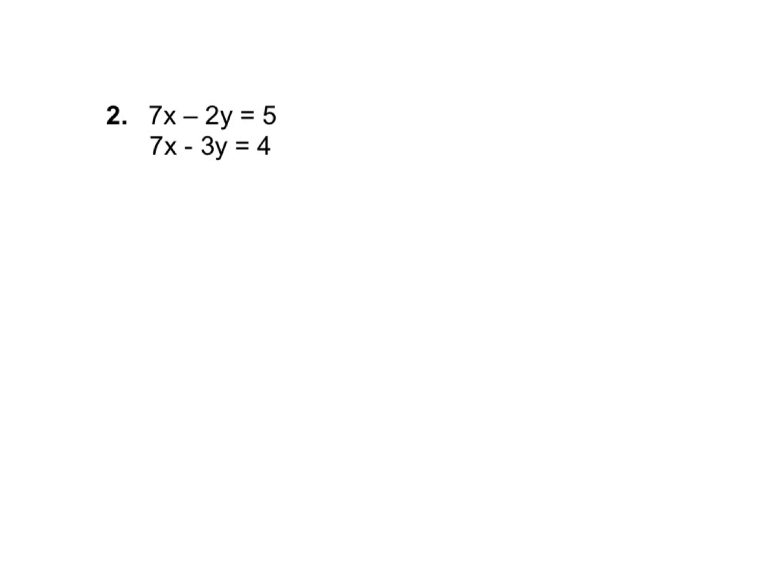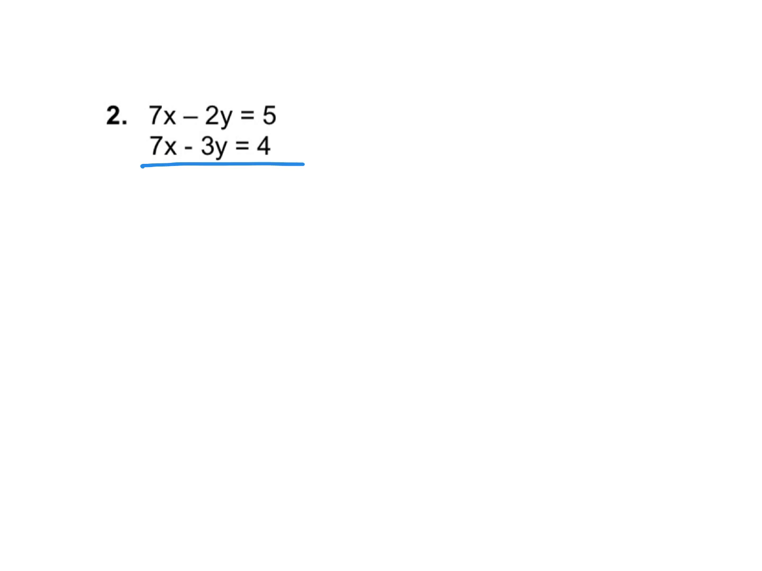All right, so for number 2, we have 7x minus 2y is equal to 5, and then we have 7x minus 3y is equal to 4. So again, notice I have two 7x's, but a positive 7x does not cancel out a positive 7x. So we could subtract, take 7x minus 7x, and I get 0 x's. And then I could take negative 2y minus negative 3y, and I'd have to be adding that.